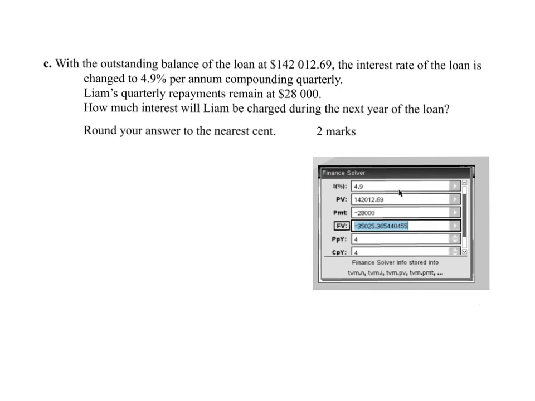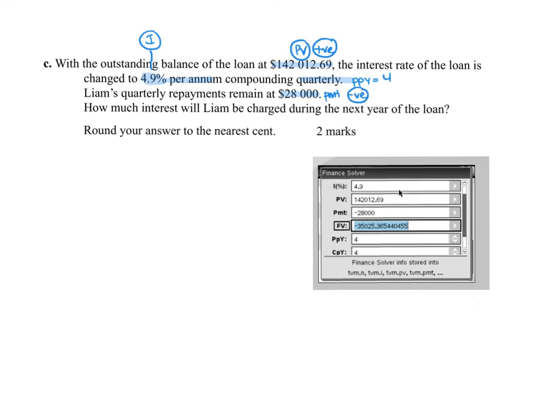With an outstanding balance of the loan at 142,000, so this is what he still owes, the interest rate of the loan is changed to 4.9% per annum and still compounding quarterly. So when you've still got a loan to go, we're going to pretend this will become our new PV, and just pretend like it's the beginning of a loan, so it'll be positive. This here is my interest, and PPY equals 4. He's still going to make payments, so I've got a payment which is also going to be negative when you are paying back a loan.